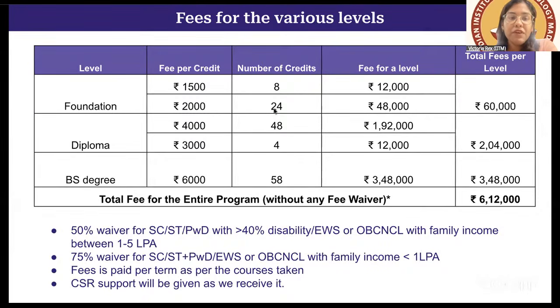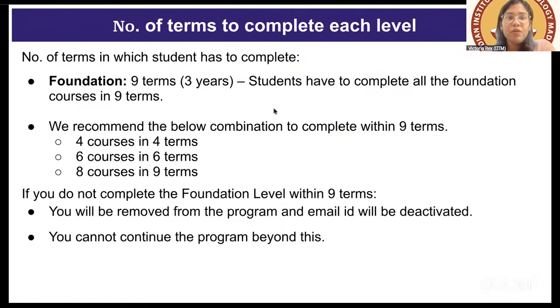Here we are giving a fee waiver for students who are SC, ST, PWD with disabilities, and for students who have EWS or OBC NCL certificates. The fees are collected per term only, as per the courses that you are taking. We are also providing support for students from CSR, but for aeronautics, we have not yet started. For the other 2 programs, data science and electronic systems, it has been started. Once it has been started, we will announce who is eligible and what the eligibility criteria are for that fee waiver.